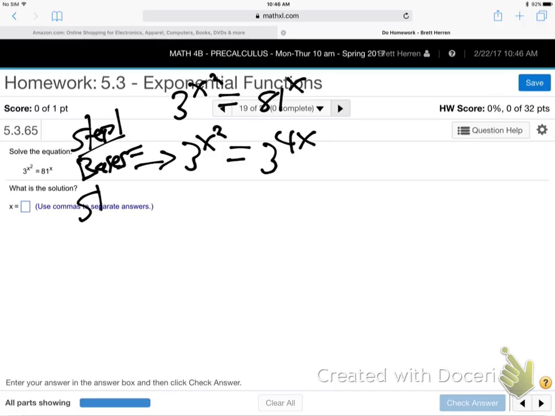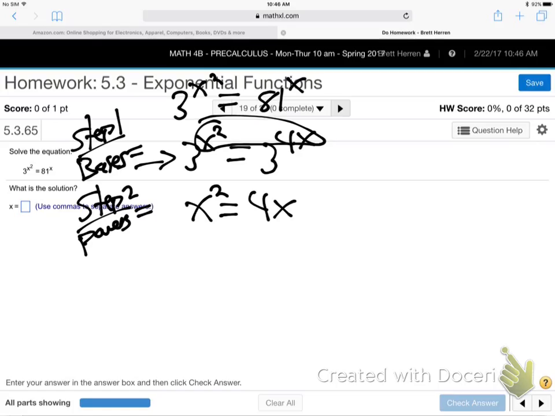All right, bases and step 2, powers must be equal. Because if 3 to something is equaling 3 to something else, those somethings must be equal. Now we have to solve that. Can you solve that? Let me give you a second.